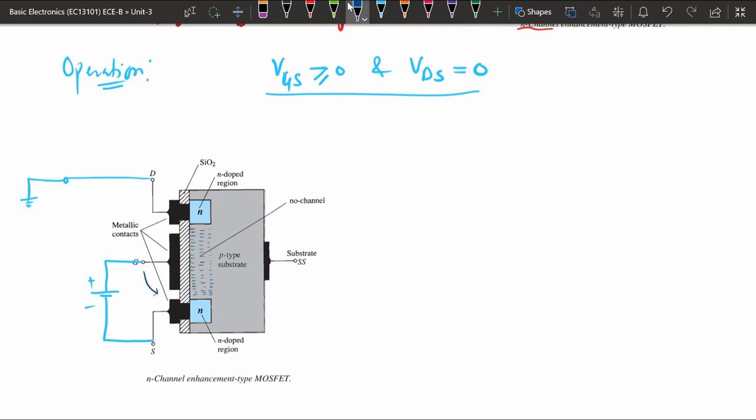So by accumulating the electrons near this oxide layer with the help of increasing gate to source voltage, this is VGS. We increase VGS such that the electrons accumulate near this. This accumulation of electrons near the SiO2 layer will form our channel.